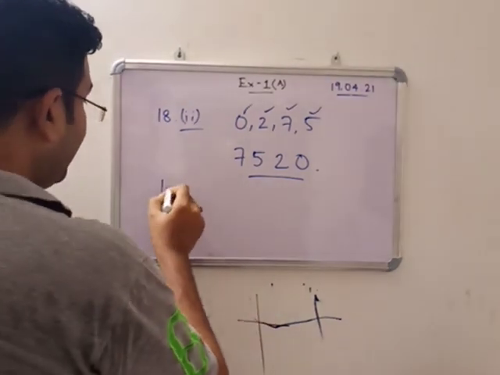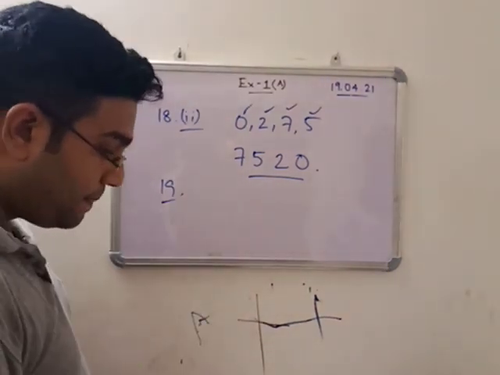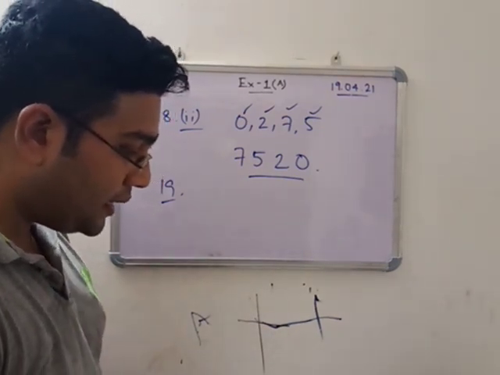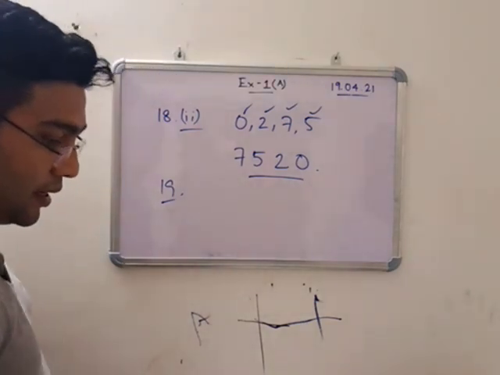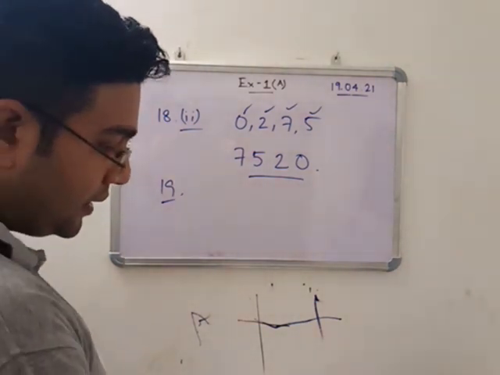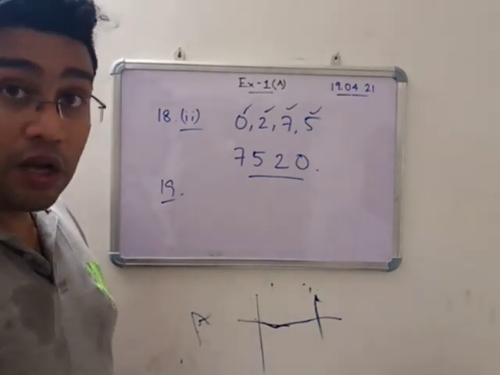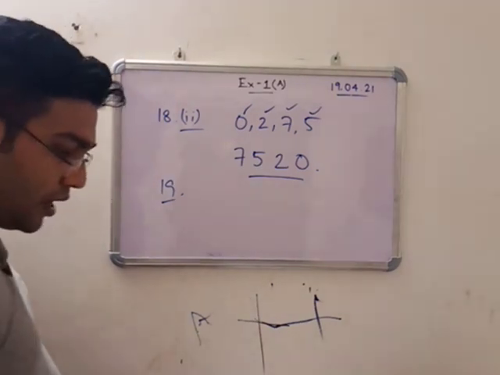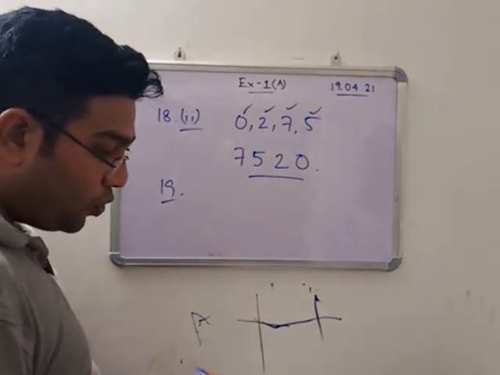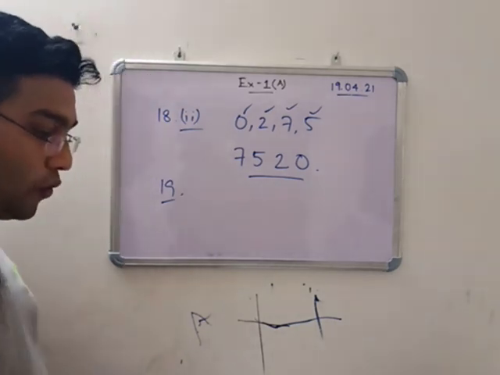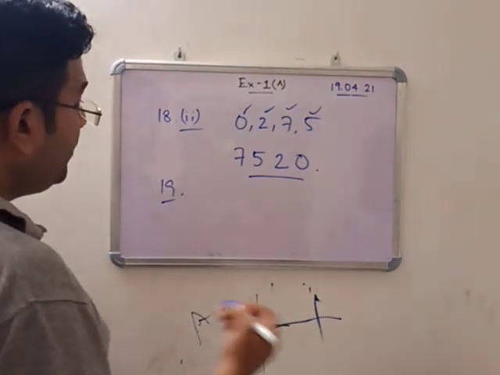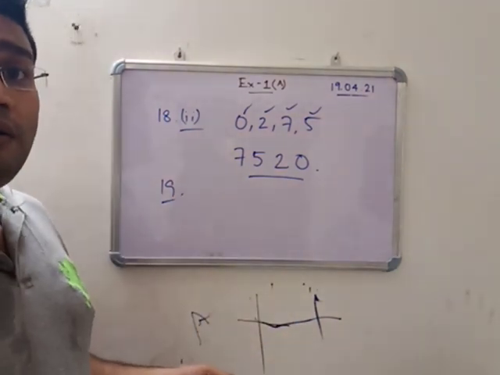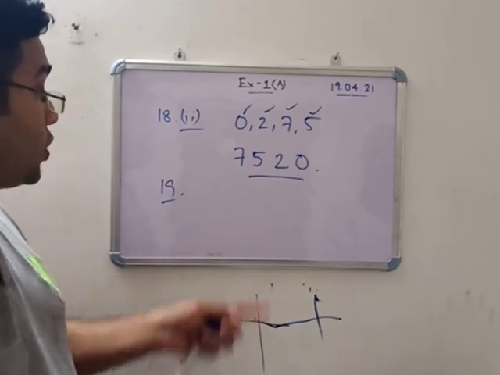Next in number 19, you can see that, write the smallest 4-digit number of 4 different digits. So you can choose any number from your end. I hope you all write your own different number, not copy from me.